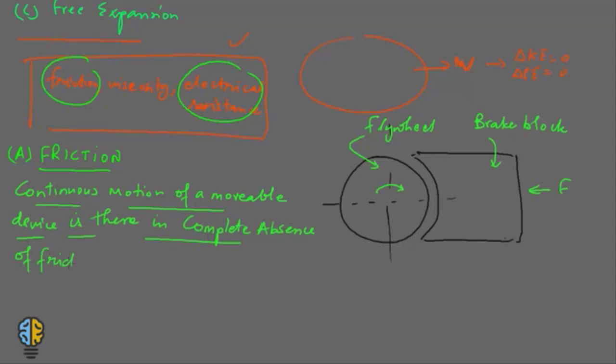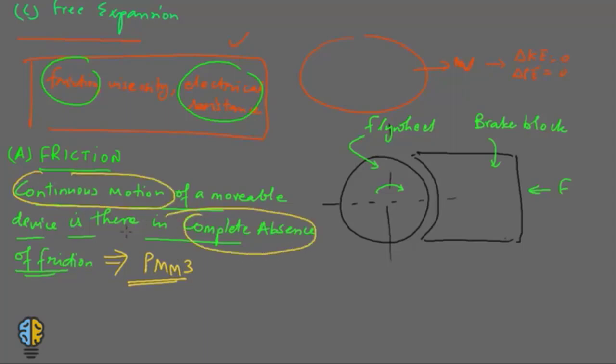So this kind of motion is called the perpetual motion of the third kind. It is very interesting to know that you have a PMM3. If you have a machine or a device which can function continuously without friction at all, so you have an absolute absence of friction, then this kind of machine is called a PMM3. Now, friction makes a process irreversible. We'll demonstrate that with the help of the second law.